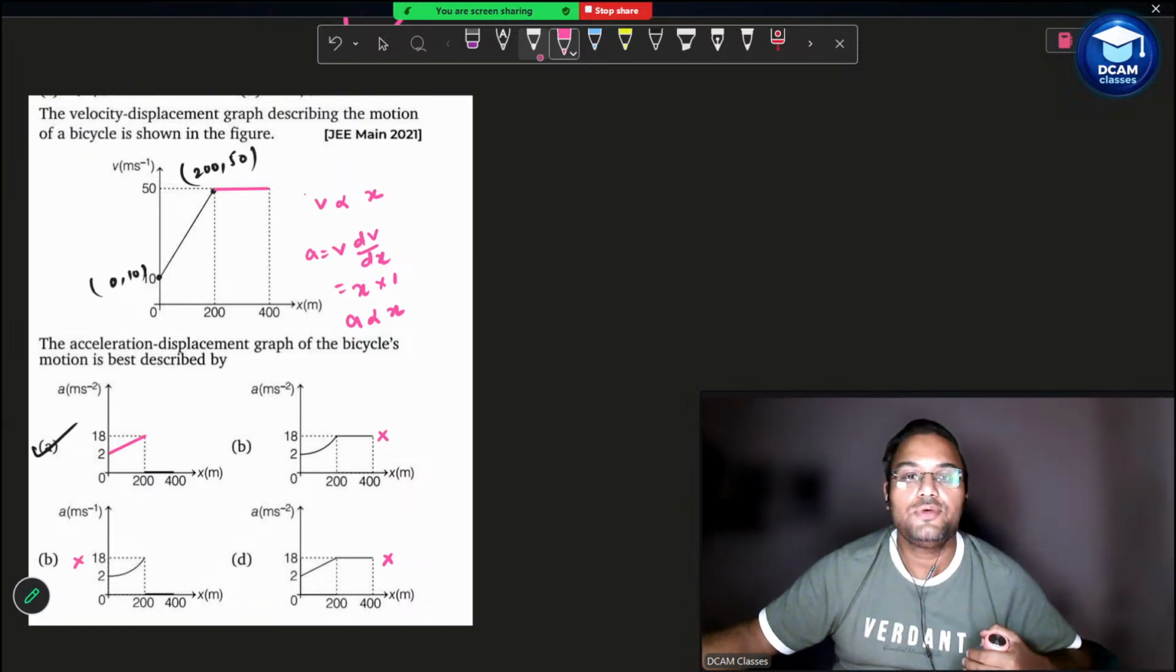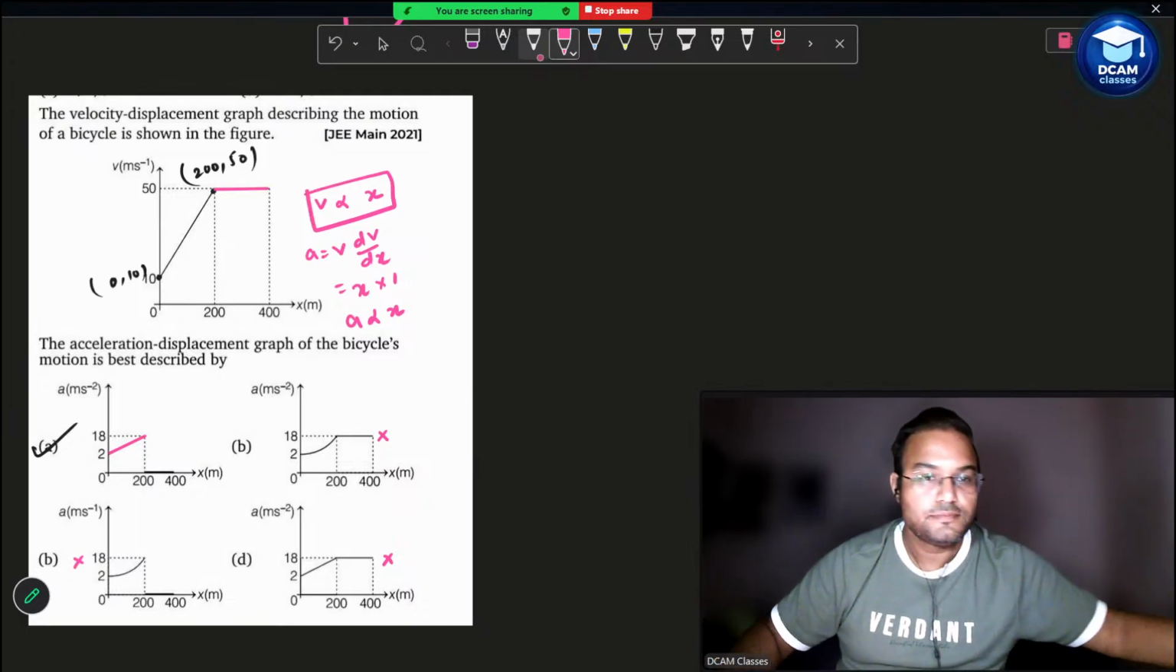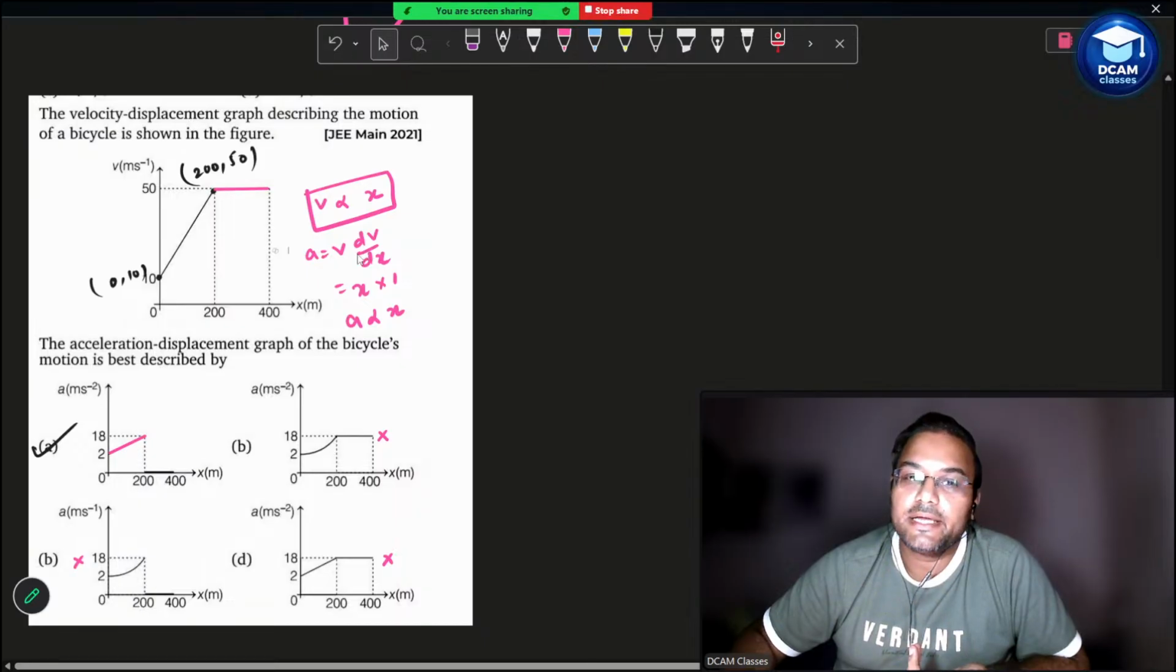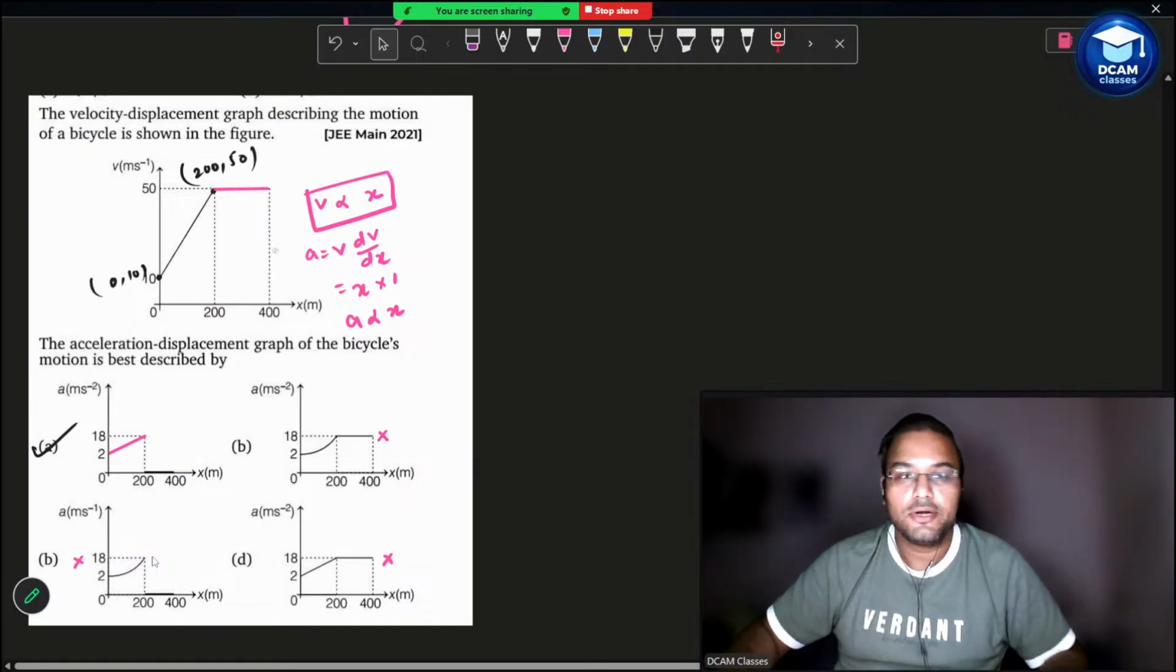This is how you can do it very easily without proper solving. Just see, v is proportional to x here. The second one is because it is a straight line. So acceleration is v dv by dx, so acceleration would be x and dv by dx is 1. So acceleration will also be proportional to x. So it should be a straight line rather than parabolic. Got it? Let's end it.